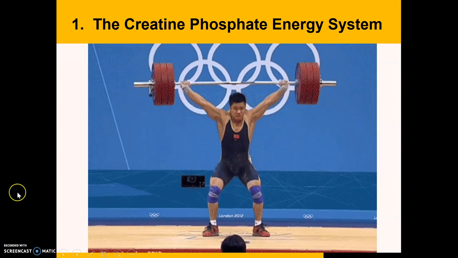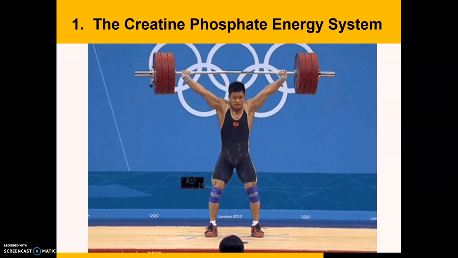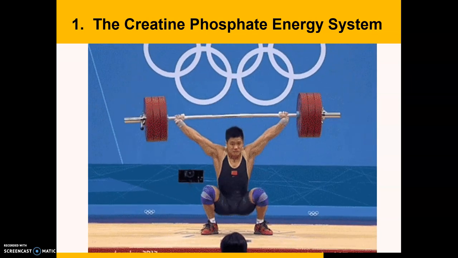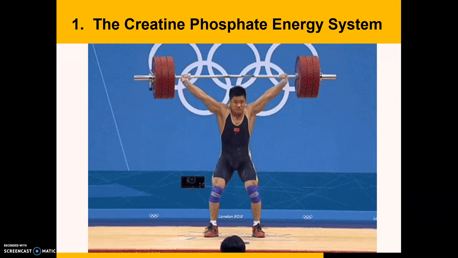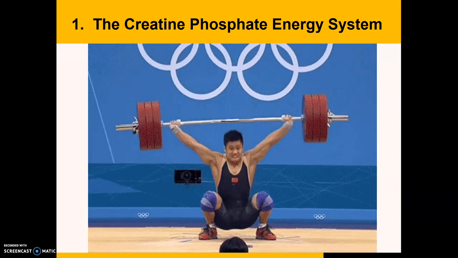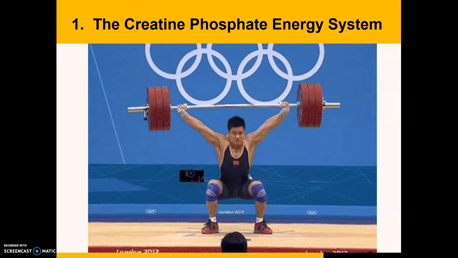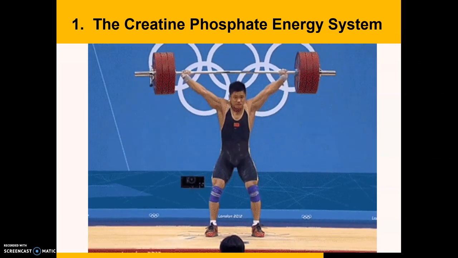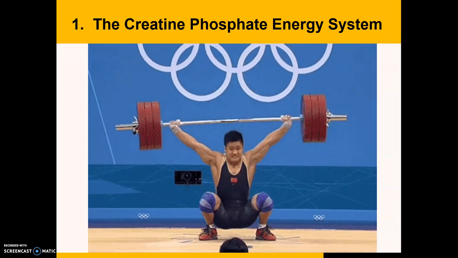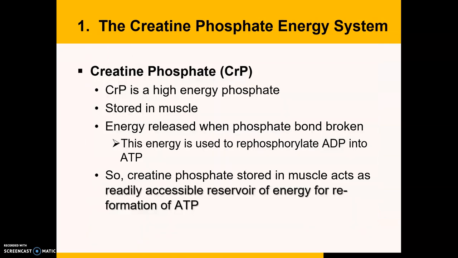Okay, now we start with the first energy system that is used for exercise, which is the creatine phosphate energy system. The most prevalent high energy phosphate in the body is ATP. We know that. But there is another high energy phosphate compound that is stored in muscles and other tissues, which is known as creatine phosphate.